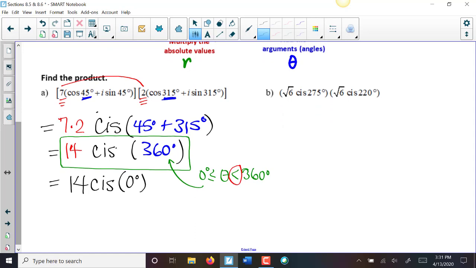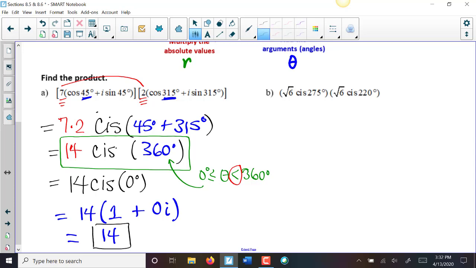Now, if you wanted to, just for fun, you could write this in rectangular form. So that means you would take 14 times the cosine of 0, which is 1, plus the sine of 0, which is 0, and I can see that I end up with 14, a real number. If you wanted to, you could go back and convert the two originals to rectangular form, multiply the old-fashioned way, and you should get 14.